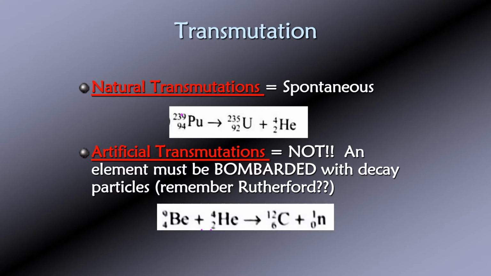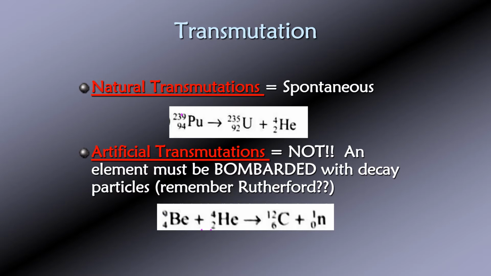And this is what an equation for an artificial transmutation can look like. So in this specific example, you have a beryllium isotope. You are bombarding that with an alpha particle, and then it's converting into a carbon isotope and releasing a neutron.